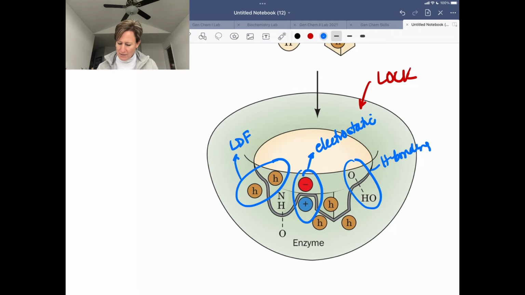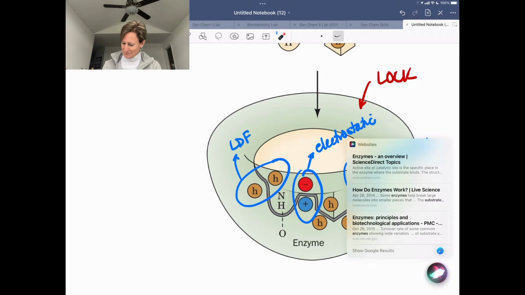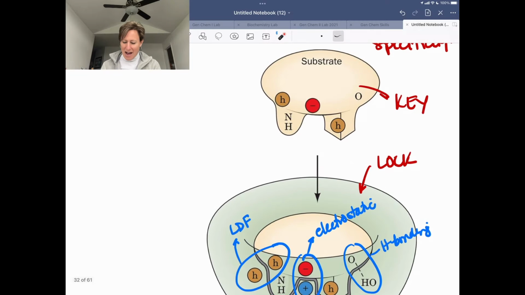I just don't have dipole interactions specifically shown here, but this is the hierarchy of intermolecular forces that explains why certain keys fit into certain locks, why certain substrates bind only to certain enzymes, or why certain enzymes only bind certain substrates. The key piece for this lock, which I found on the web, is understanding that we've got a certain molecular shape that's going to fit into a complementary enzyme active site.